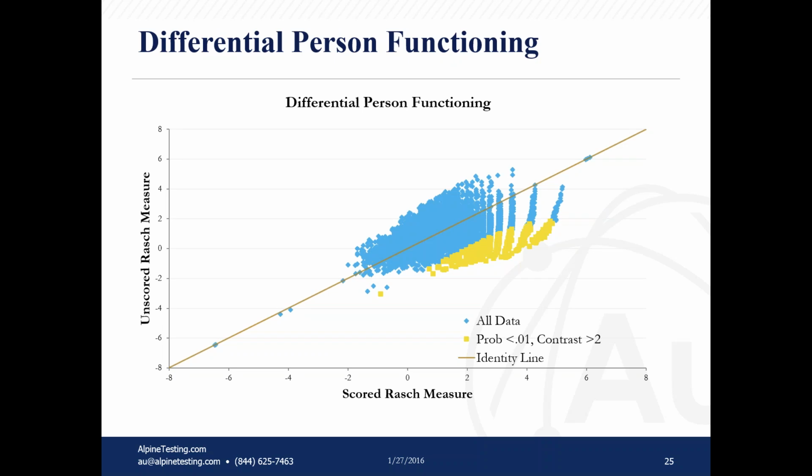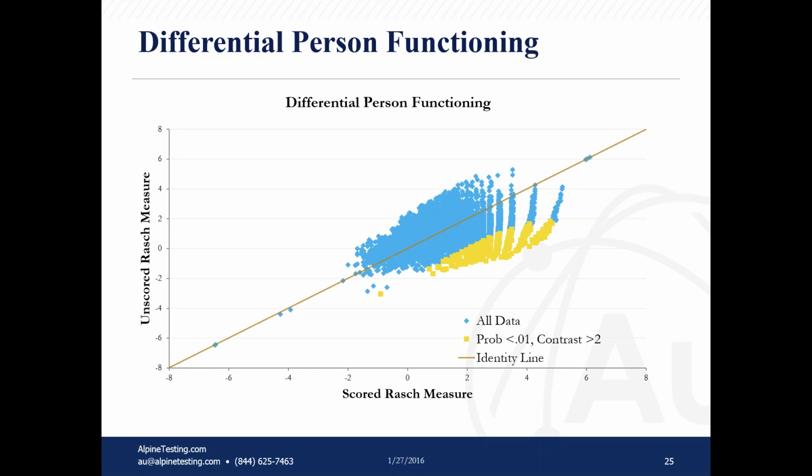Here's a graph of the type of information that you can get from differential person functioning. In this case, the y-axis is the unscored items, whereas the x-axis, the horizontal, is the scored items. Now, in theory, candidates on all items, whether they're scored or unscored, should be performing roughly the same. And candidates who perform roughly the same are identified by that line that runs throughout the graph. Not too surprisingly, you're going to see some people clustering around it. Not people are going to be landing directly on the line.